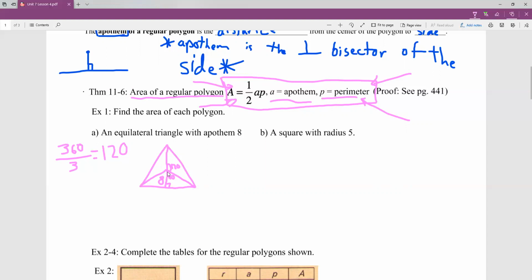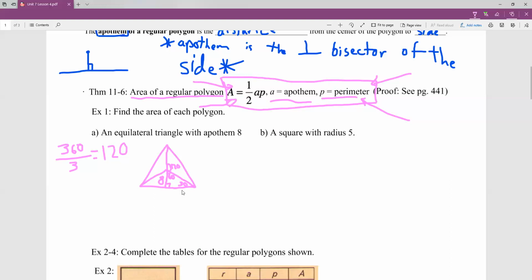You could also think of it as the line from the center to here is going to cut each of these angles in half, and all of these have to be 60 in order for it to be an equilateral triangle. All right, so we have a 30, 60, 90 triangle.